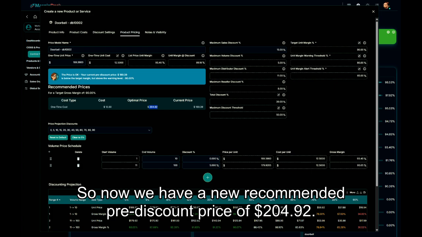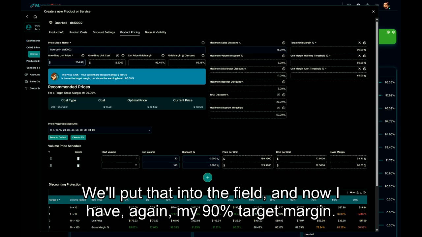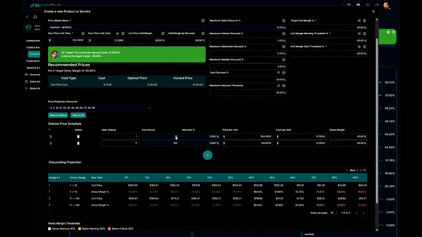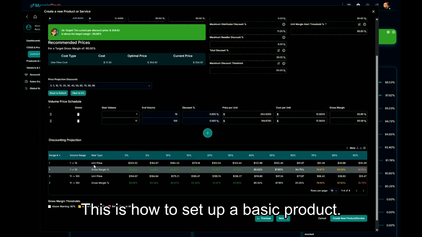So now we have a new recommended pre-discount price of $204.92. We'll put that into the field, and now I have again my 90% target margin. This is how to set up a basic product.